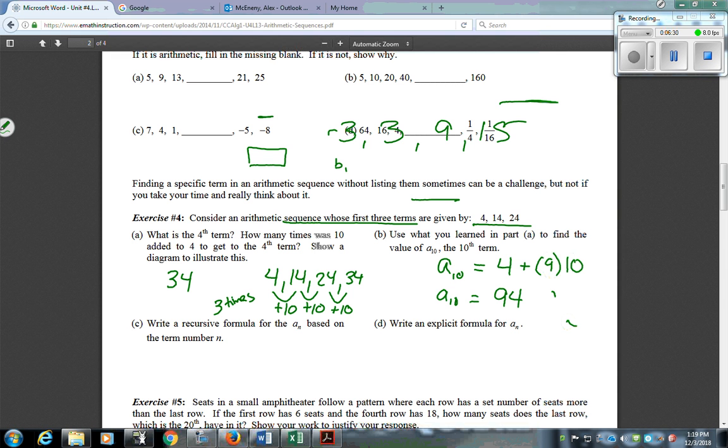So the formula for this would be A10, or AN, equals the first term plus n minus 1 times the difference. So in this case, the difference would have been 10.